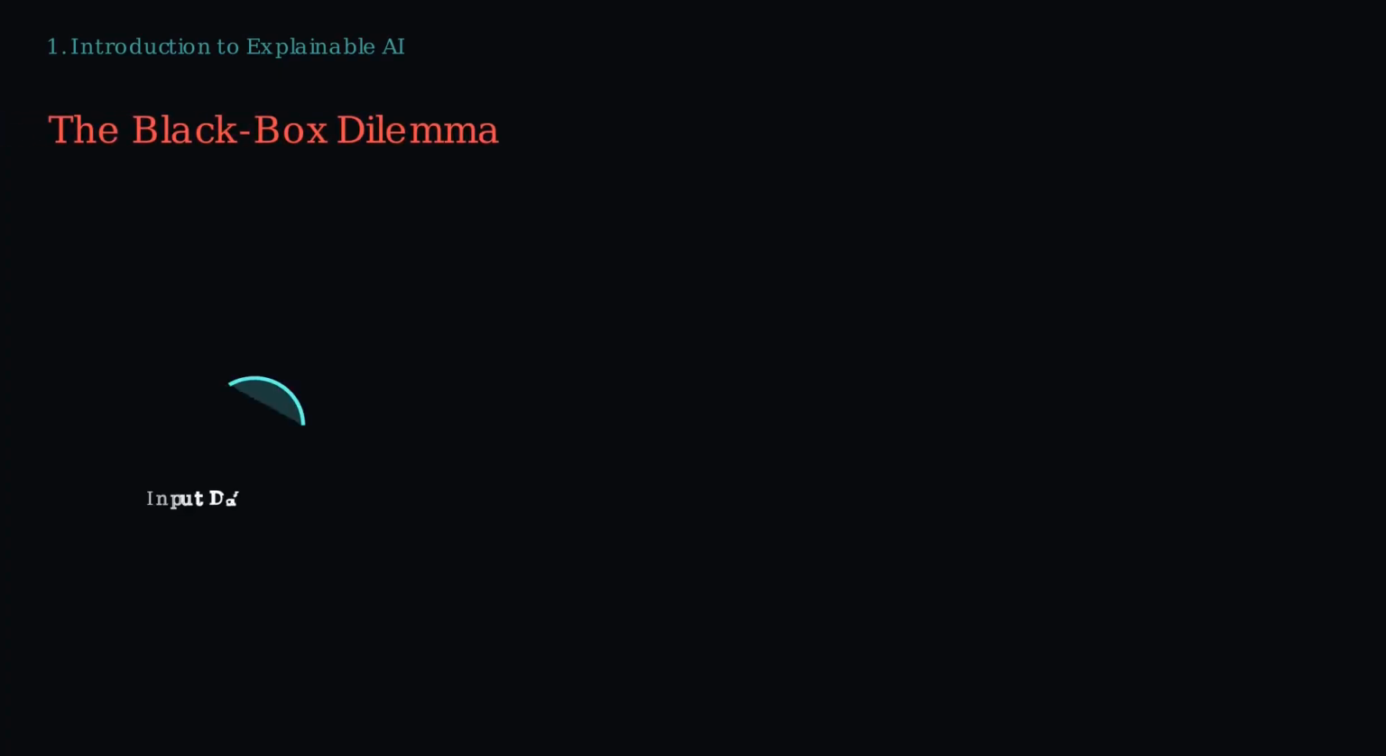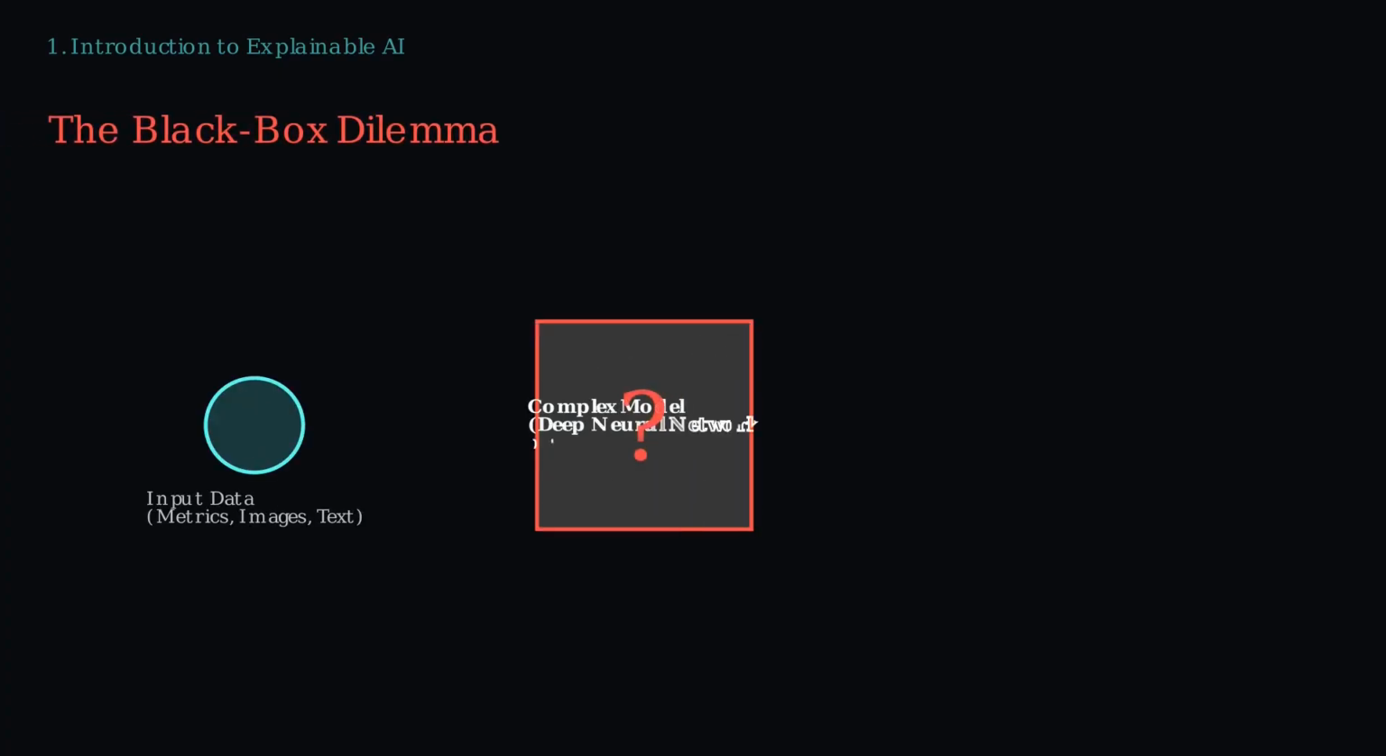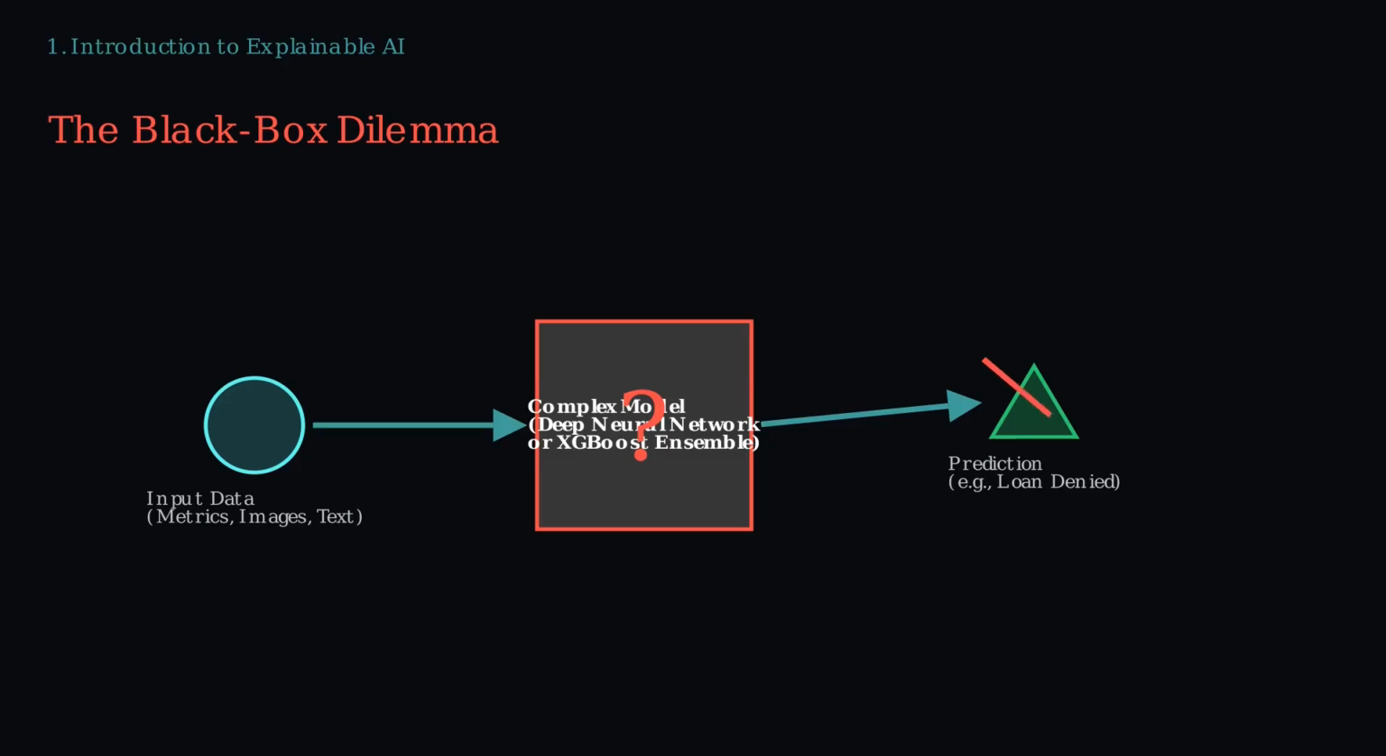As data science advanced, we transitioned from highly visible linear equations to incredibly intricate architectures. We now deal with deep neural networks or massive gradient-boosted ensembles that function entirely as a black box. These structures ingest features and return remarkably accurate outputs, yet hide their underlying causal mechanics. In high-stakes environments like healthcare diagnostics, criminal justice, or automated financing, a lack of transparency translates directly to an inability to safely trust the system's decisions.